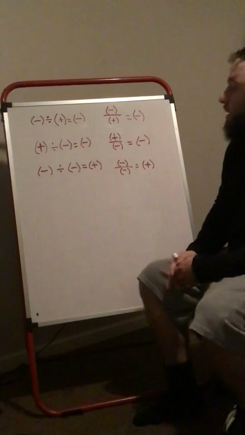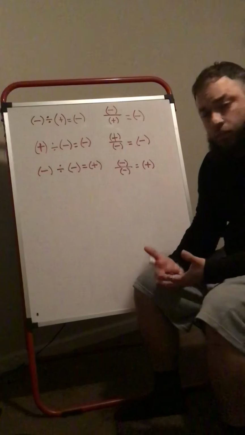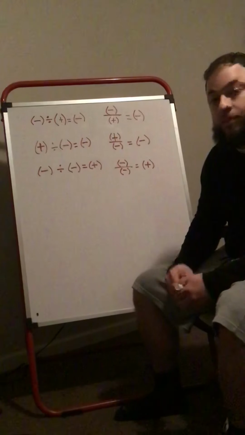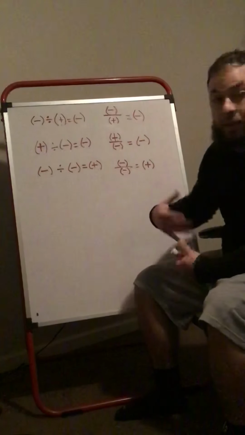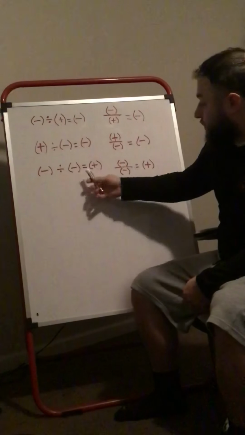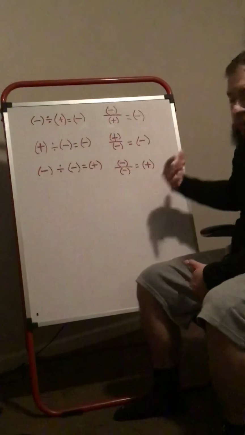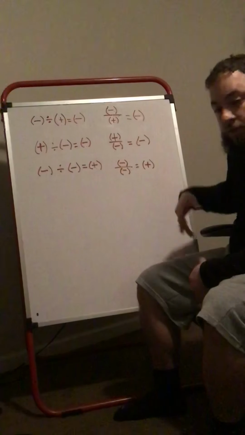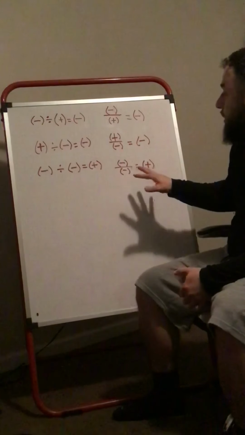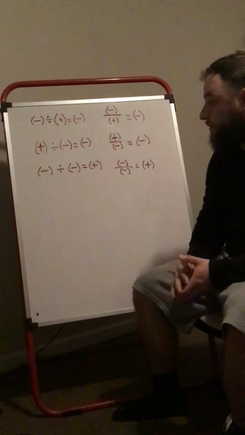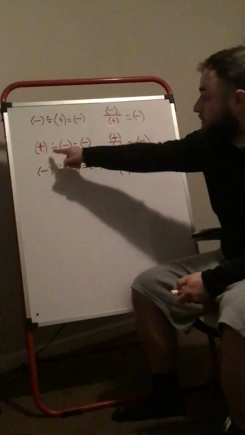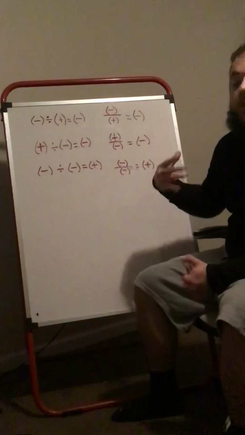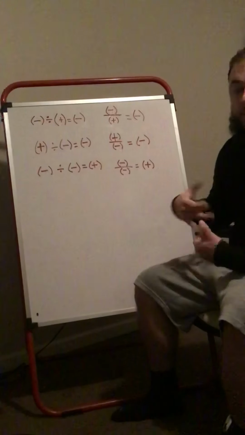And then remember the last one. That's the one that's different. We have a negative divided by a negative, and that equals a positive. Remember the trick: two wrongs make a right. Negative divided by negative equals positive. And then again, in fraction form, we've got a negative divided by a negative, which equals a positive. It doesn't matter how big the number is. As long as one number is negative and one number is positive, the answer is going to be negative. If both numbers are negative, the answer is going to have to be positive. It changes.